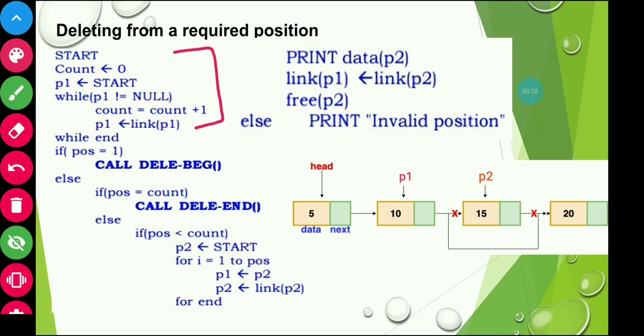So now we get the number of elements or nodes present in the linked list. Next, we have to check the position. If position is equal to 1, then it indicates that the first node is to be deleted, so make use of the delete beginning algorithm. Else if position is equal to count, that indicates we are deleting the last node. That is, we are deleting the 20 element here. 20 is the last node, we are deleting that. So make use of the delete end algorithm.